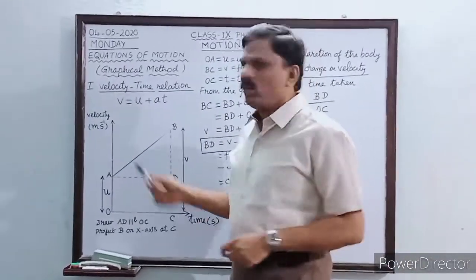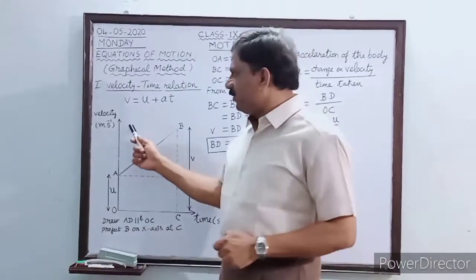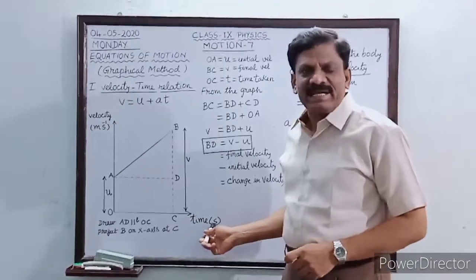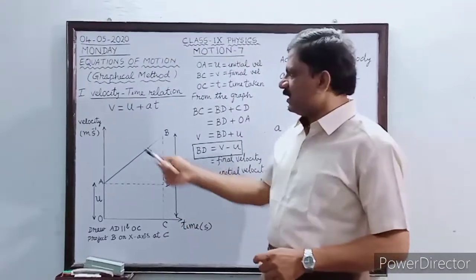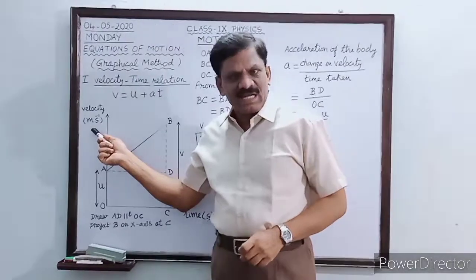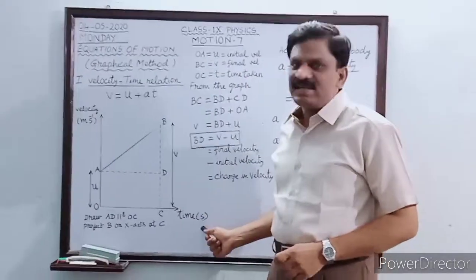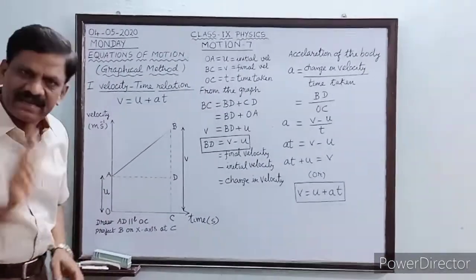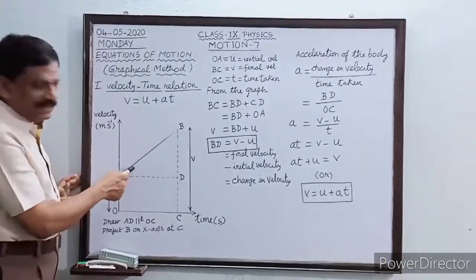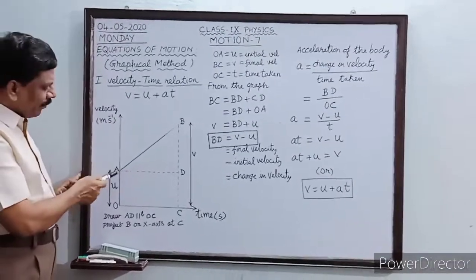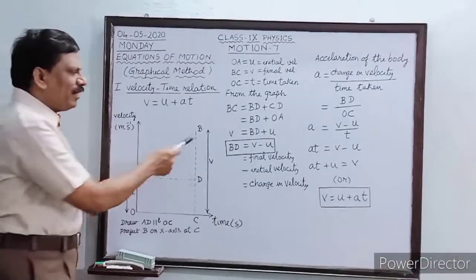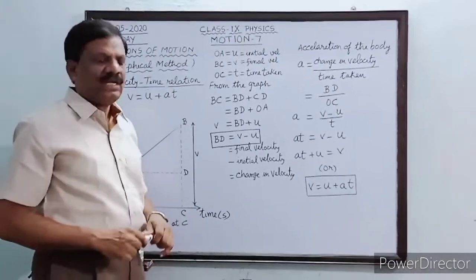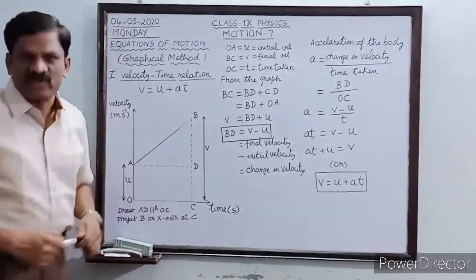Good. Now look at this graph, drawn between velocity taken along the y-axis and time taken along the x-axis. The SI unit of velocity is meter per second and the SI unit of time is seconds. So, what is the shape of the graph? You look at the graph. This blue line is the graph actually. The initial point of the graph is A and the final point of the body is B. AB is the actual graph. Now, it is a straight line.